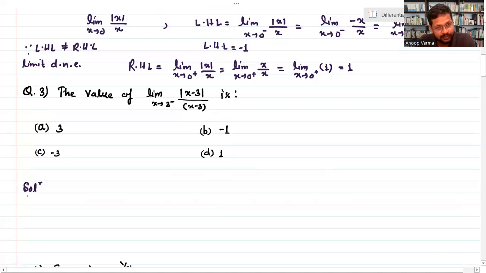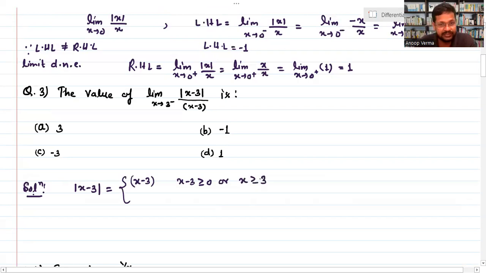First, let us look at this mod function. Mod of x minus 3 will be equal to x minus 3 when x minus 3 is greater than or equal to 0, or we can say x is greater than or equal to 3, and it will be negative times x minus 3 when x minus 3 is less than 0, or we can say x is less than 3.